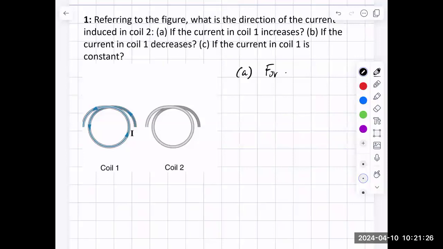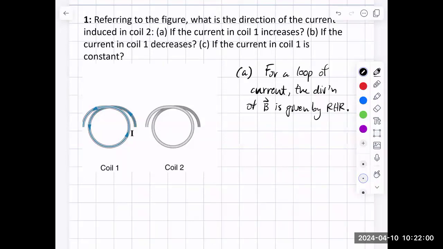So for a loop of current, the direction of the magnetic field is given by the right-hand rule. Okay, so let's see, coil 1 has a counterclockwise current. And so I'm going to curl my fingers counterclockwise, and my thumb points out of the screen, and so the magnetic field of coil 1 is coming out of the screen.